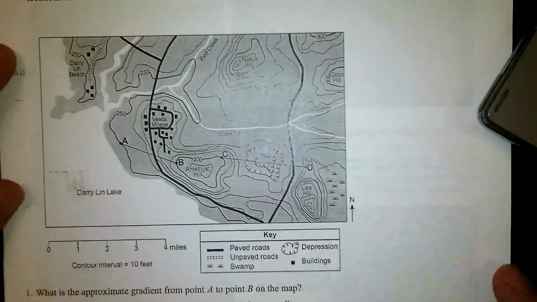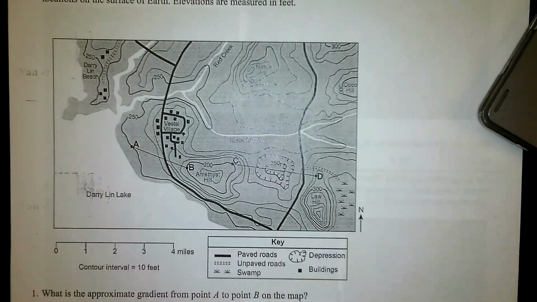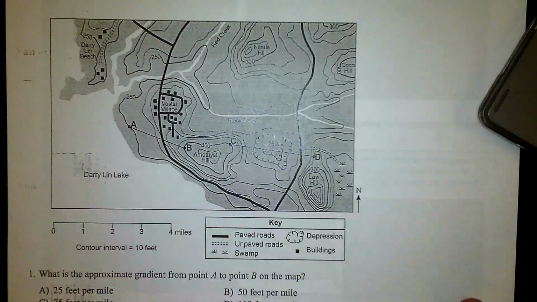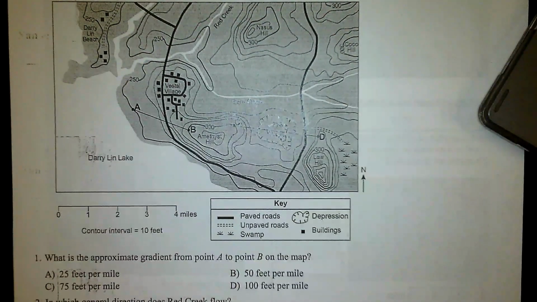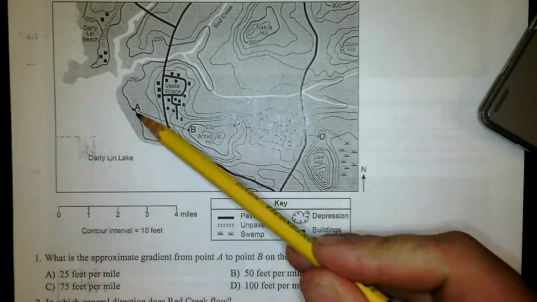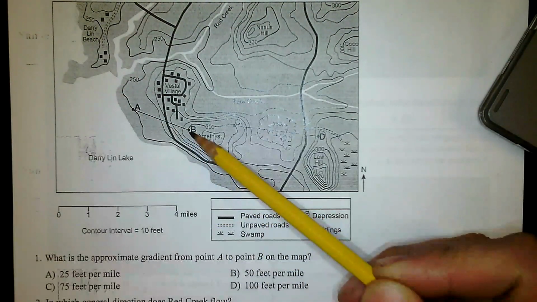Now I want to show you this real quick, how to do this when we have an actual map to look at, when none of the numbers have been just straight given to us. This question says, what is the approximate gradient from point A to point B on this map? And we have a couple of choices there. The first thing we need to do is locate point A and point B. So point A is right here and point B is right there.